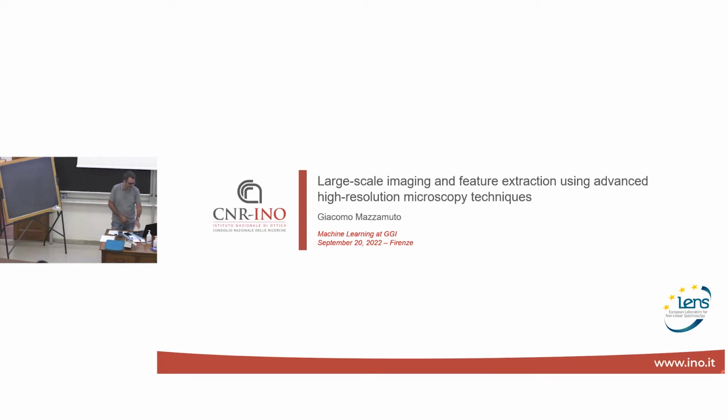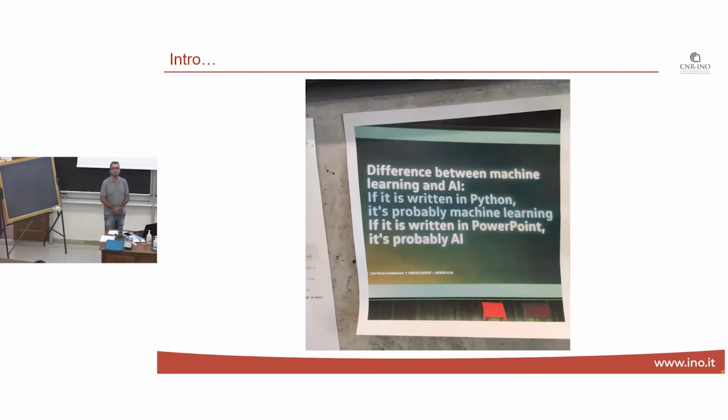Before we start, I just want to show you a joke, a thought-provoking joke that I found on the internet. So the difference between machine learning and AI: if it's written in Python, it's machine learning. If it's written in PowerPoint, it's probably AI. Today, I'm doing PowerPoint. So this is just to say that I won't be doing a lecture on machine learning specifically.